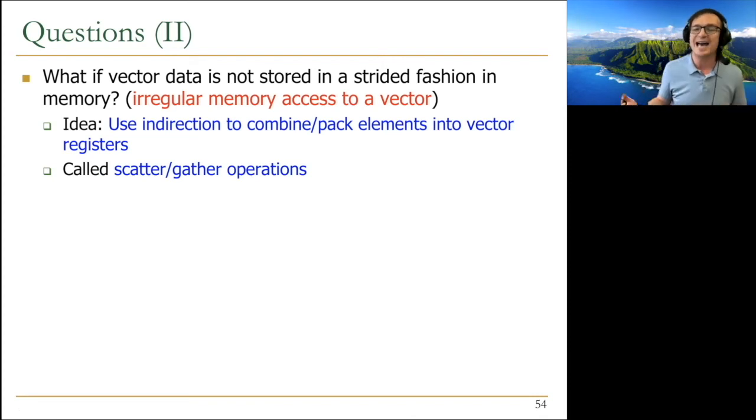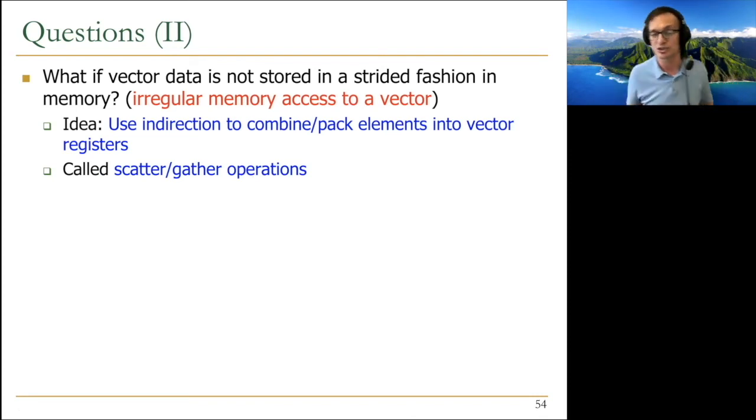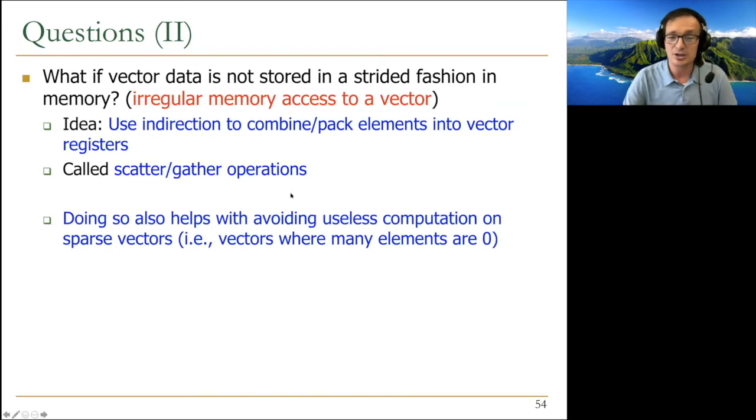These are called scatter and gather operations, and these are very important on vector machines that operate on sparse data, sparse vectors. Sparse vectors are vectors where a lot of the elements are zeros, for example. You don't want to operate on zeros in general. If you're doing matrix multiplication, for example, if an element is 0, there's no reason to do that multiplication with 0, because the result is, you know, 0. So these scatter gather operations help avoid useless computation on sparse vectors where many elements are zeros.